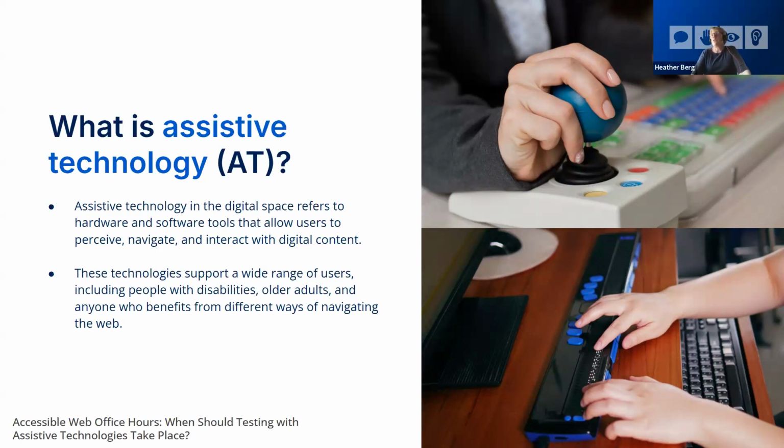So AT in the digital space refers to hardware and software tools that allow users with disabilities to perceive, navigate, and interact with digital content. These technologies support a wide range of users, including users with disabilities, older adults, and anyone who benefits from different ways of navigating through the web.